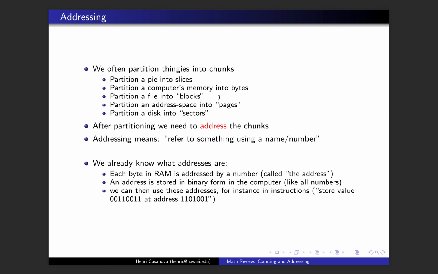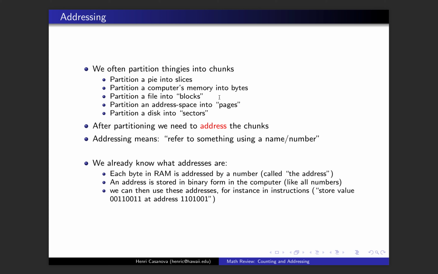Addressing means really naming. And naming using, well, a name often in the human world, but in the computer, we name them using a number. We will say you are chunk 0, you're chunk 1, you're chunk 2, and typically we name them like that in sequence. And so, of course, we've already seen what addresses are, right? Each byte in RAM is addressed by a number, and we call that the address. And an address is stored in binary format in the computer, like all numbers.